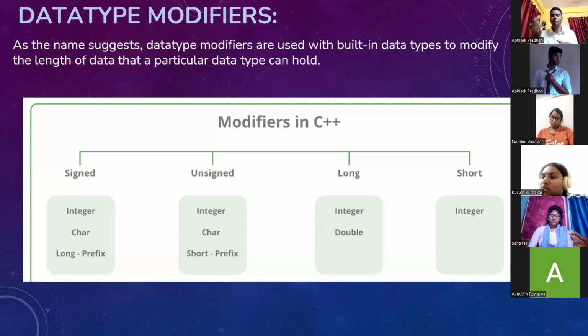Now, for example, consider it to be long. If you have int, an integer has a data value of 4 bytes. If you use long int, the size will be increased to 8 bytes. So the function of modifiers is to either increase or decrease the size of your data types so that your purpose is satisfied. At the same time, memory is saved. Okay. Any doubts till now?